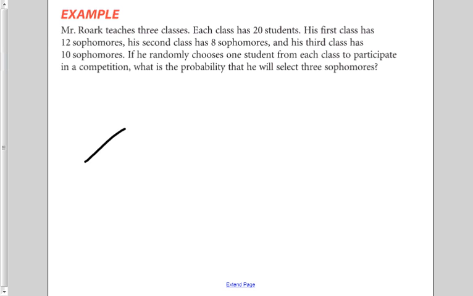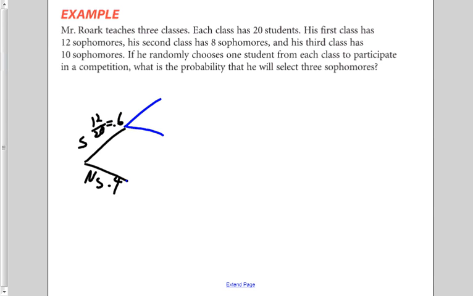Well, here you're either a sophomore or not a sophomore. Let's pick one from his first class to start. So that'd be 12 out of 20 chance of getting picked, or 0.6. 0.4 chance of there not being a sophomore.